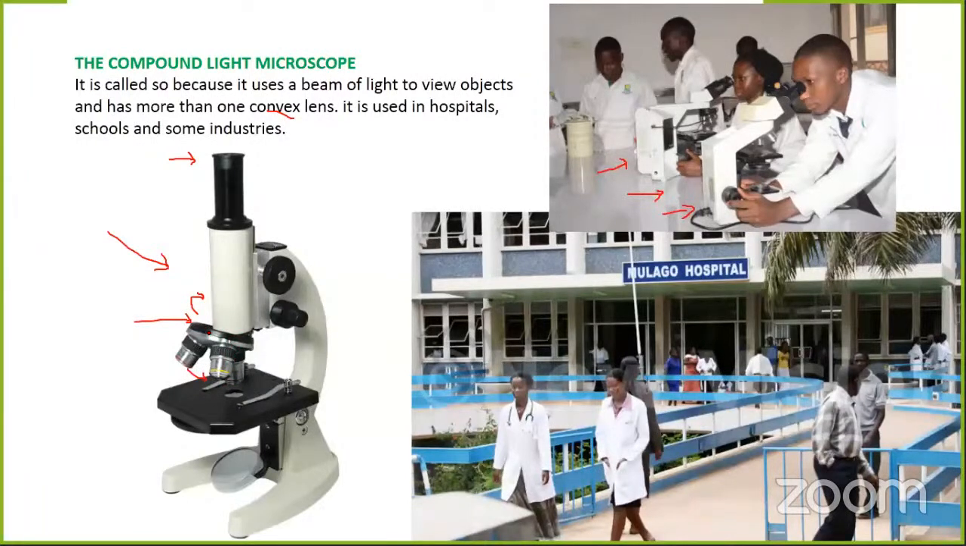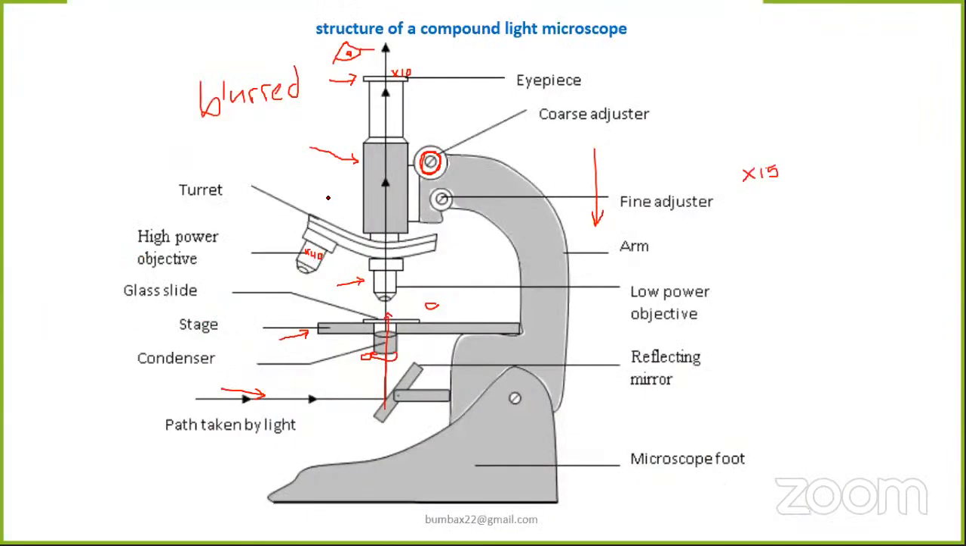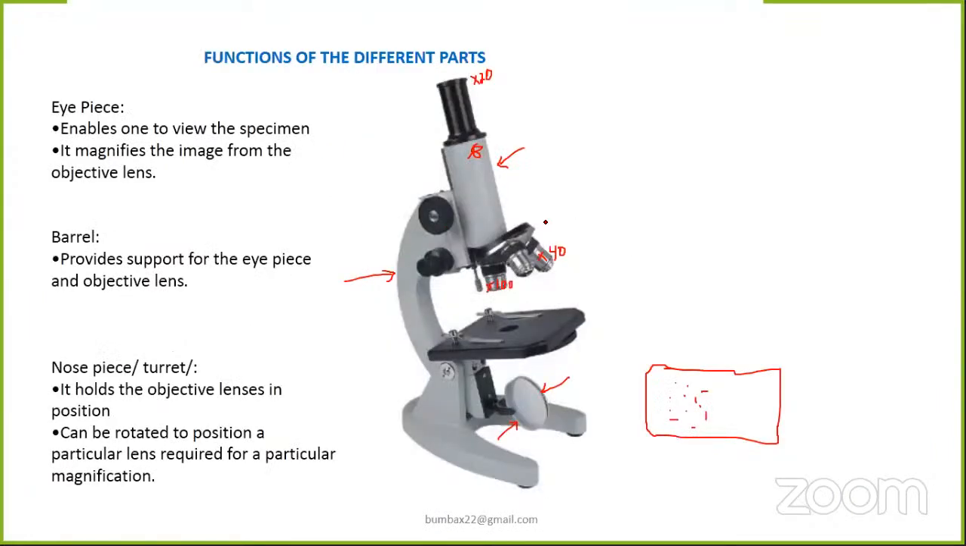And then, that is the turret that I've been talking about. You use it to turn the different objective lenses. And then, what do you mean by magnifying power? Magnifying power, that's what Holly is asking.